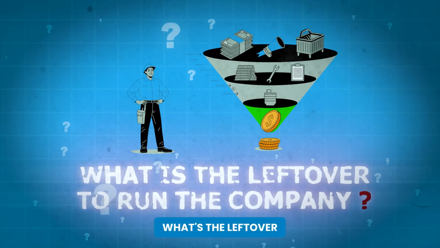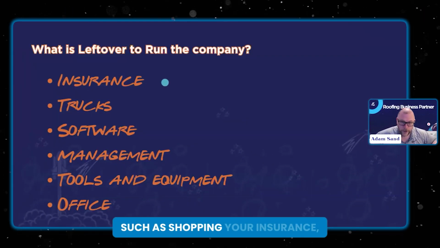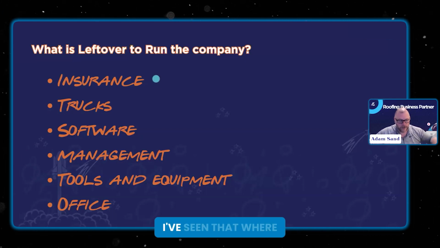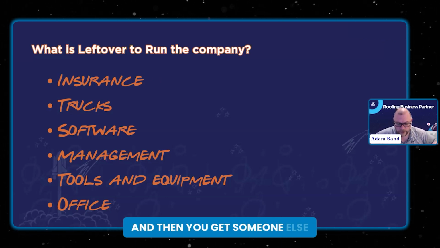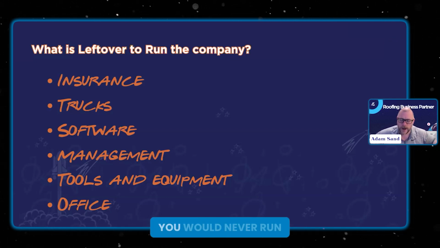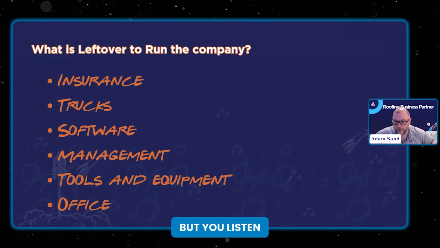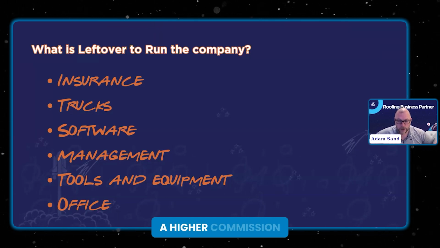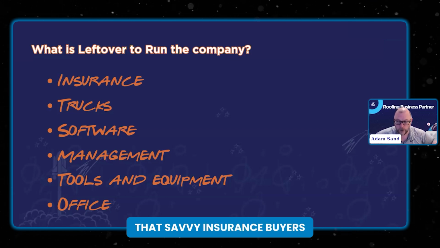There's the leftover to run the company. And there are levers to pull on all these different categories, such as shopping your insurance, getting the right vendor, having the right insurance, not being overinsured. I've seen that where the insurance brokers sell you something, and then you get someone else to review your insurance and you're way overinsured in a particular category. Like you would never run into this problem, or you would never have a claim of that amount, but you listen to the person who's selling you insurance, who is a salesperson who usually gets a higher commission on selling you the unnecessary stuff that savvy insurance buyers don't buy.